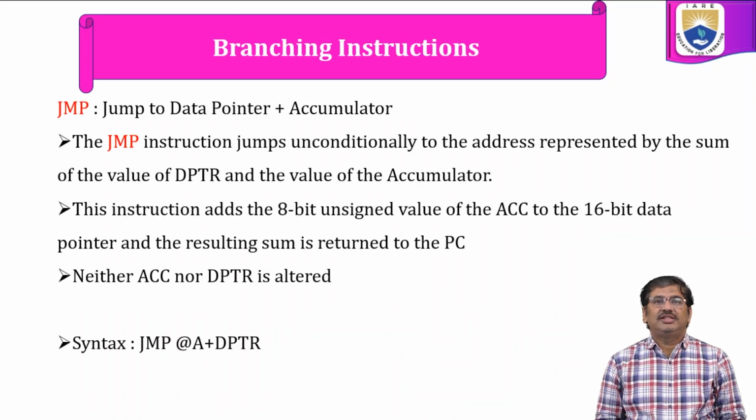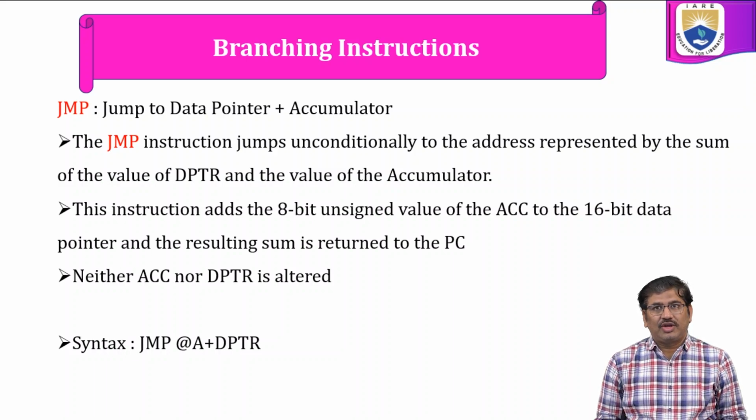The first instruction under this category is the JMP instruction, which is an unconditional jump. This instruction will jump to an address pointed to by the data pointer and accumulator. The jump instruction jumps unconditionally to the address represented by the sum of the values of the DPTR register, that is the data pointer register, and the value of the accumulator. This instruction adds the 8-bit unsigned value of the accumulator to the 16-bit data pointer, and the resulting sum is returned to the PC.